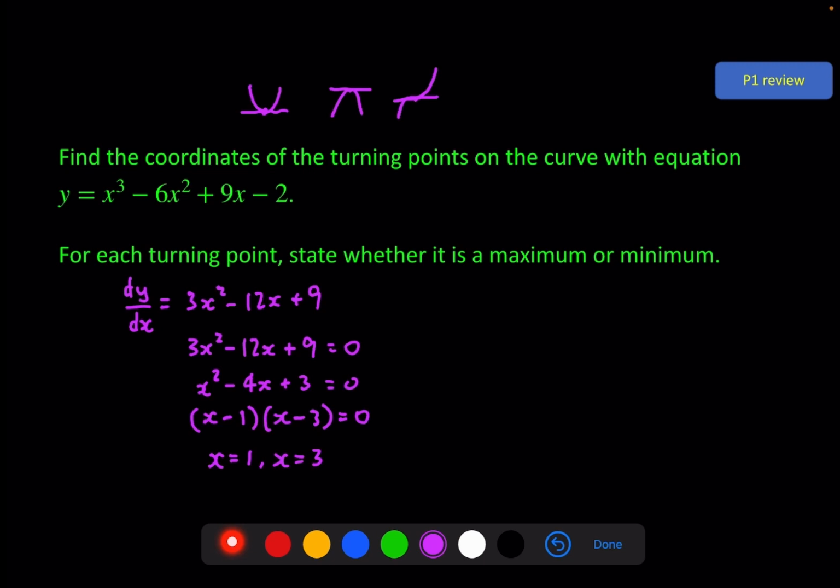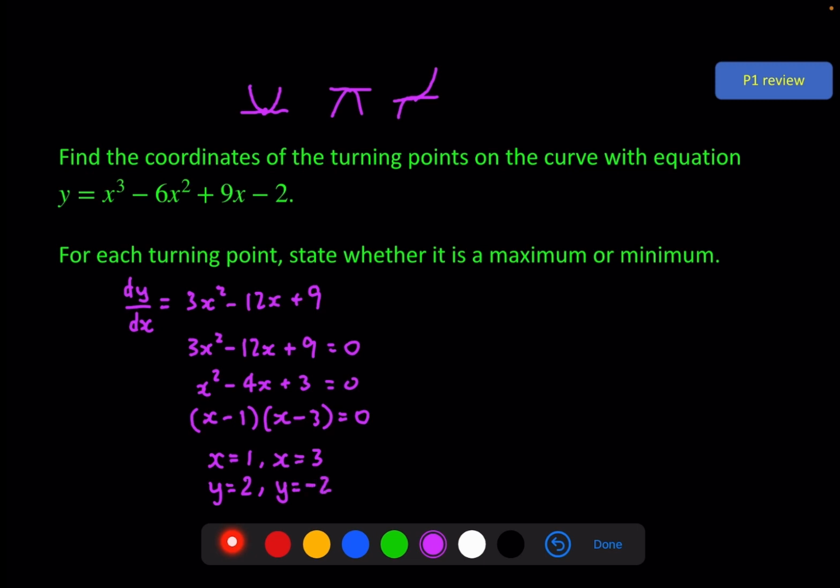Now I have not finished yet. I need the coordinates, not just the x coordinate. So I should put these back into the y function here, find their y coordinate, and I still need to do this part. If x equals 1, then y equals 2. And if x equals 3, then I grab my calculator and calculate that y is equal to minus 2.